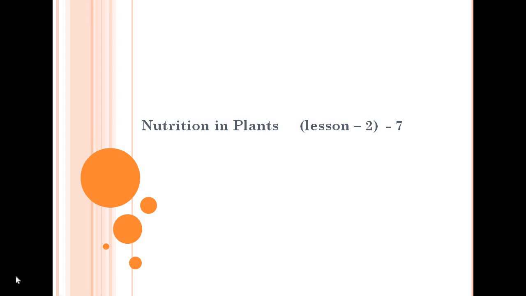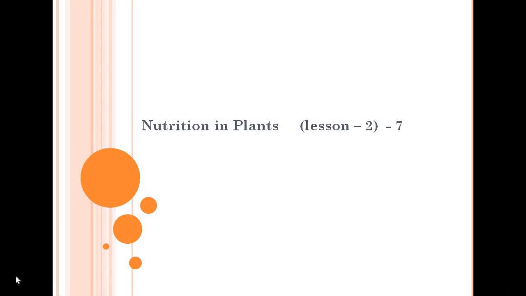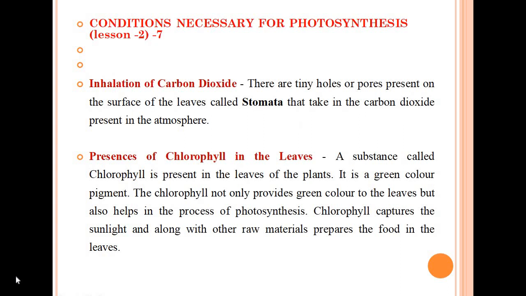So students, in our previous lesson, we have studied the two modes of nutrition in plants, that is autotrophic and phototropic. Now in this lesson, we will deal with the conditions necessary for photosynthesis. So what are the conditions necessary for photosynthesis?